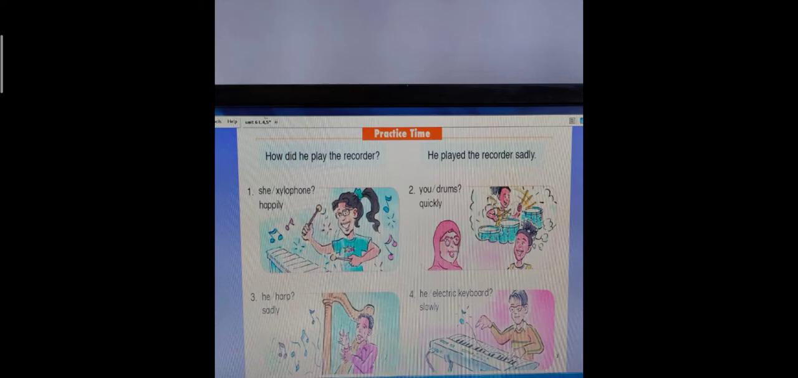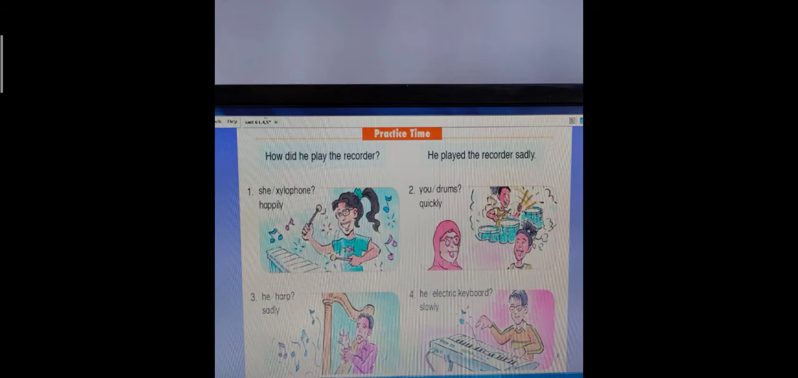Today we will ask about the adjective, the adverb. And to ask about the adverb, we use the WH question word how. So how did he play the recorder? We use how plus the helping verb did, the subject he, and the infinitive verb.